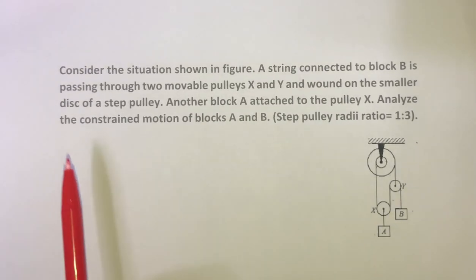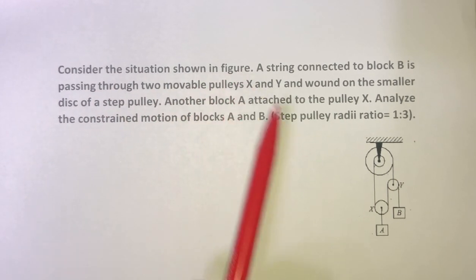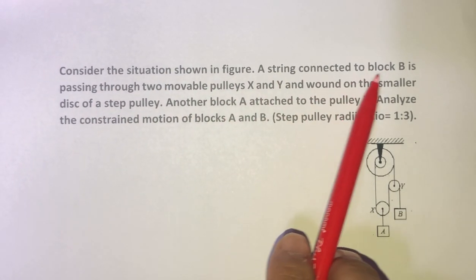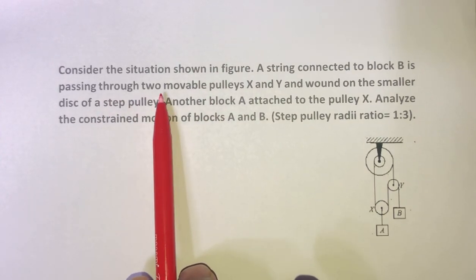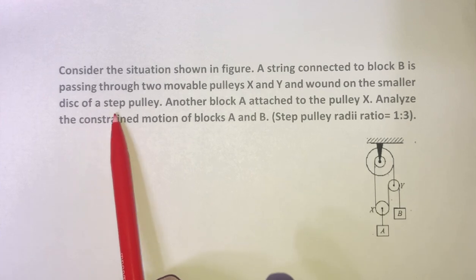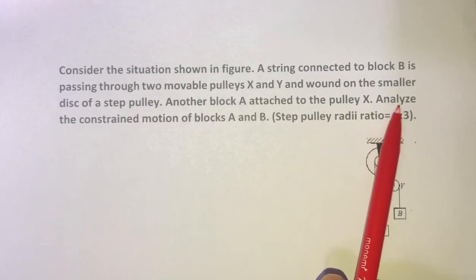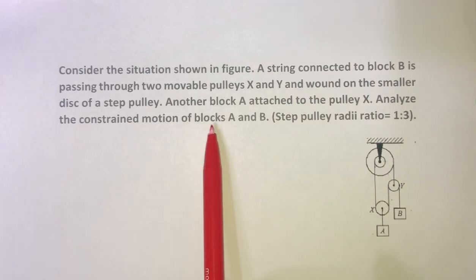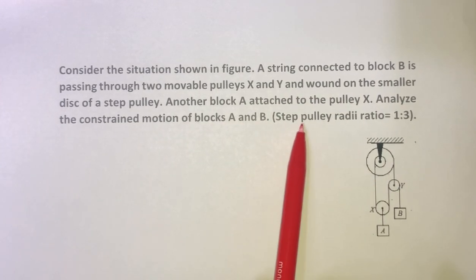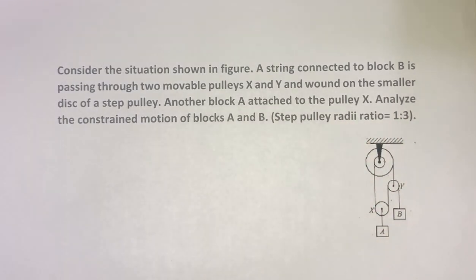So this is another question about the step pulley system. Consider a situation given in the figure. A string connected to block B is passing through two movable pulleys X and Y and wound on the smaller disc of the step pulley. Another block A is attached to pulley X. Analyze the constrained motion of blocks A and B, and the step pulley ratio is given as 1:3. It means the radii ratio is 1:3.